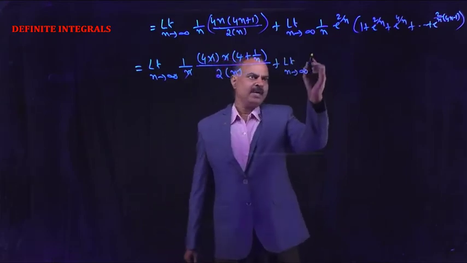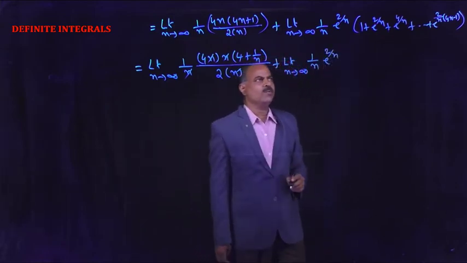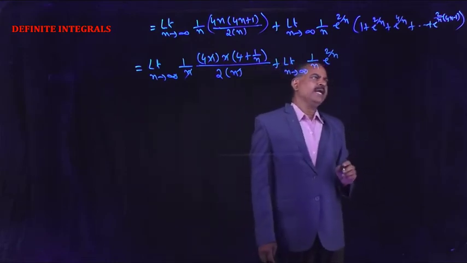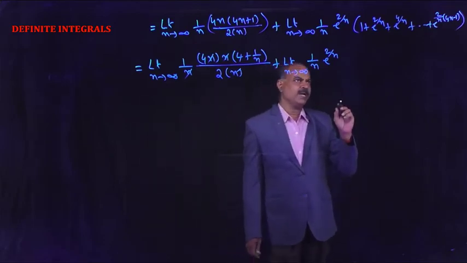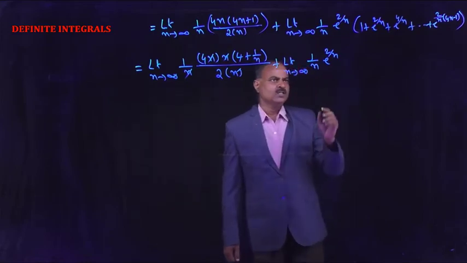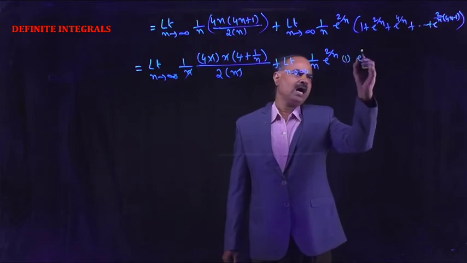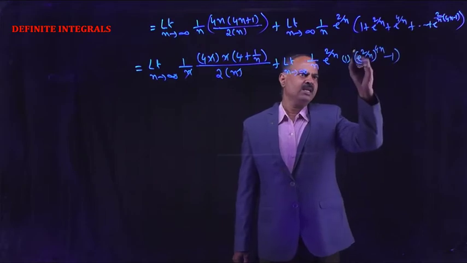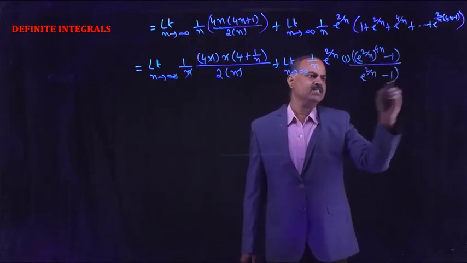Plus the limit as n tends to infinity of 1/n times e^(2/n) times (1 + e^(2/n) + e^(4/n) and so on up to e^(2/n·(4n − 1))). This is of the form a + ar + ar² and so on up to ar^(n−1), so the sum of n terms in a GP is a(r^n − 1)/(r − 1), that is, with ratio e^(2/n), divided by e^(2/n) − 1.